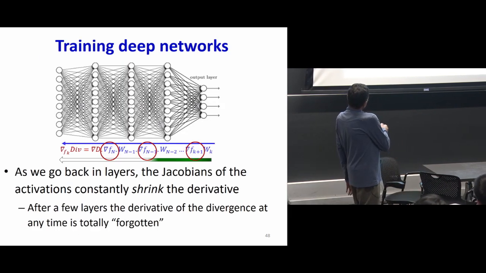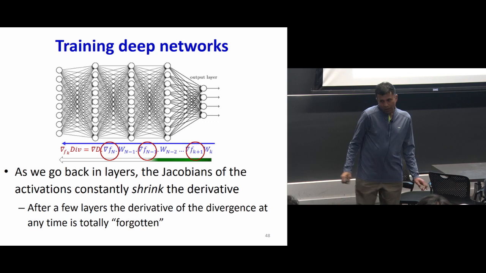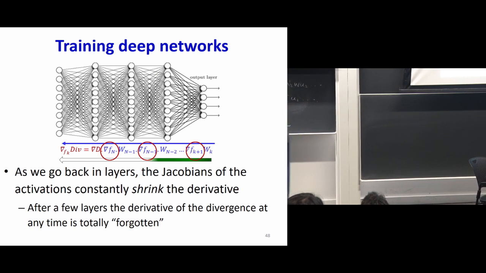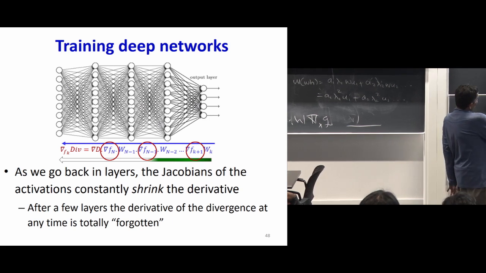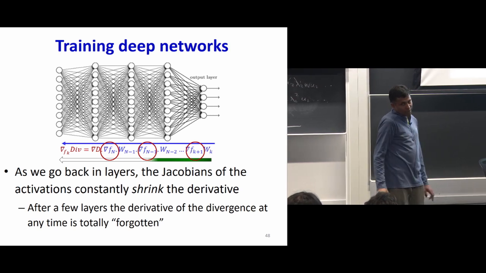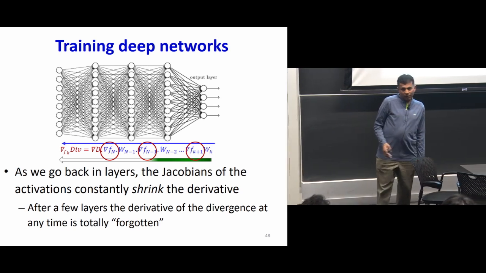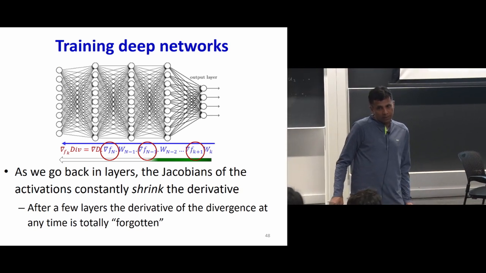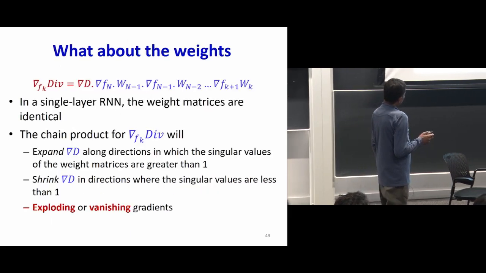When I compute this derivative of this divergence with respect to any fk, every second term over here is guaranteed to shrink the overall vector, because it's a matrix whose diagonal components are all less than 1. So this means that as I go from the back and begin computing my derivatives backwards, unless these W's perform some magic, the Jacobians are going to keep shrinking the derivative, and in a few steps, the derivative is going to disappear and become 0, especially if the network is very deep.